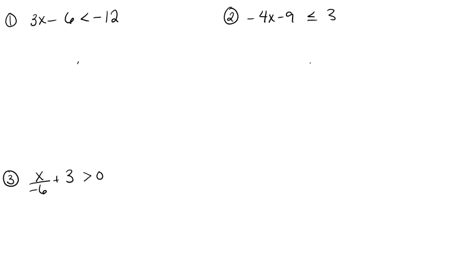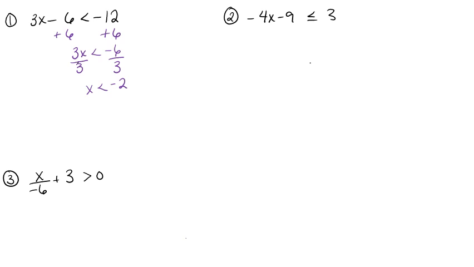All right, so let's look at number 1. Just like a two-step equation, I'm going to get rid of the subtraction first and then the multiplication, unless it's part of a grouping symbol. So I'm going to add the 6 first, and I get 3x is less than -6. I'm going to divide by a positive, so I don't need to switch the sign, even though I'm getting a negative solution.